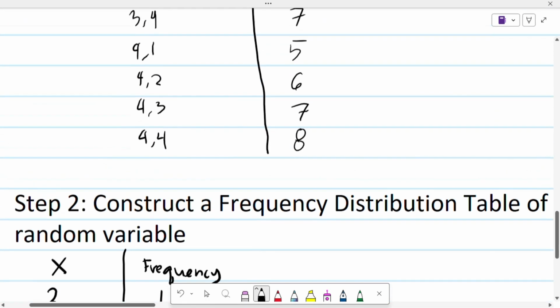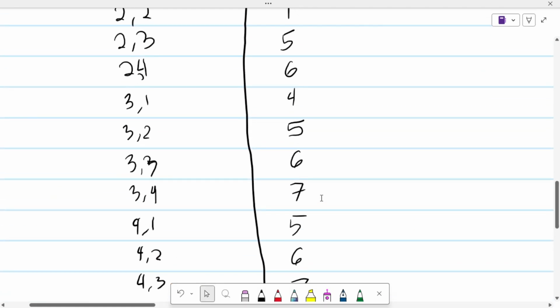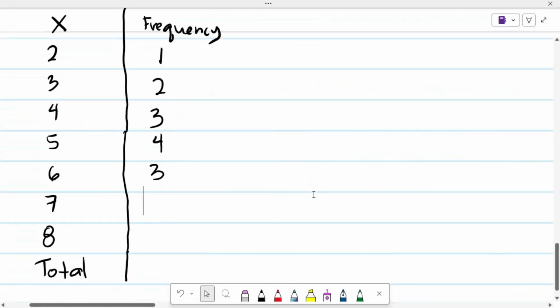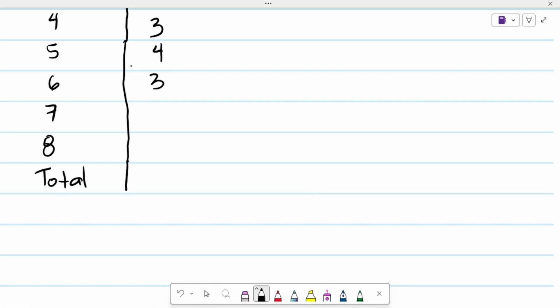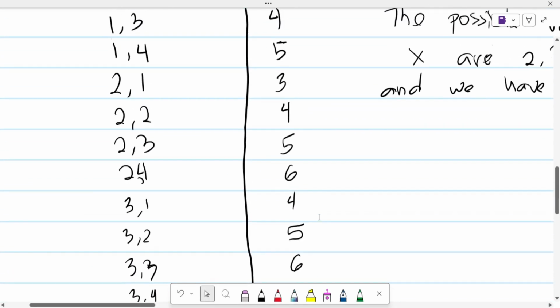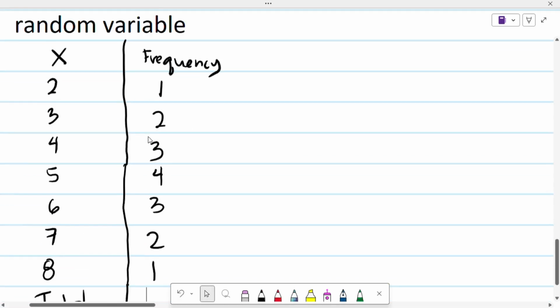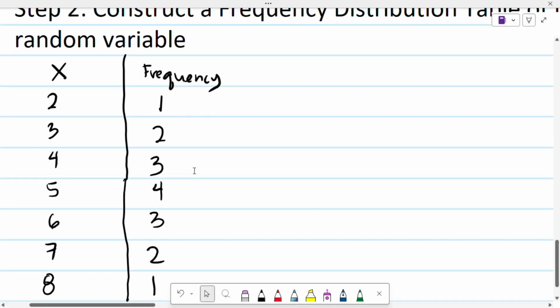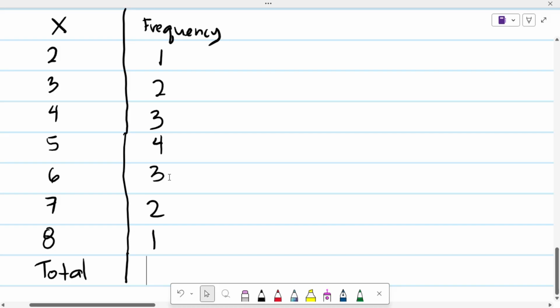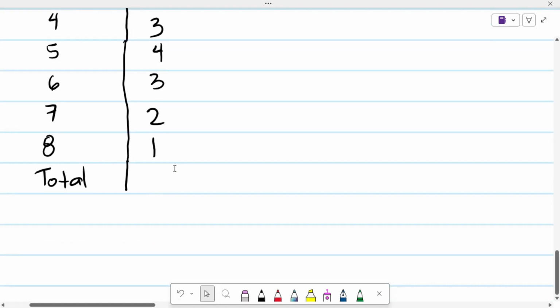How about 7? 1, 2, twice only. How about 8? 1, once only. Okay. So if we add this all, we have 1 plus 2, 3, plus 3, 6, plus 4, 10, plus 3, 13, plus 2, 15, plus 1, 16. We have a total of 16.